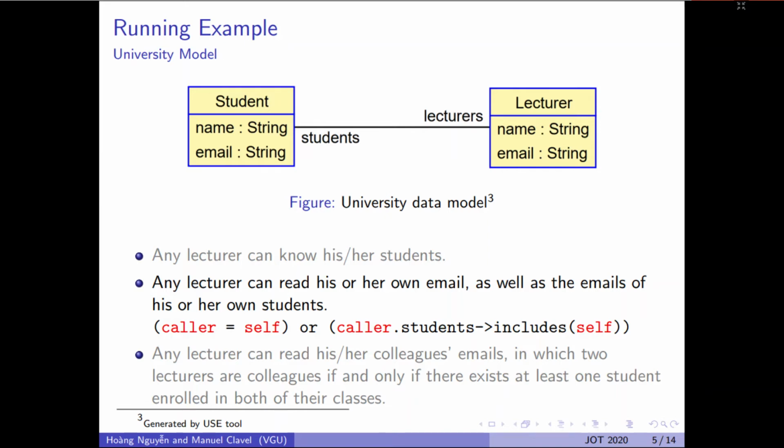For example, the second policy can be expressed as caller equal to self or caller.student includes self, in which the caller is the subject who is attempting to perform the read action, and the self is the object whose email is attempted to be read.